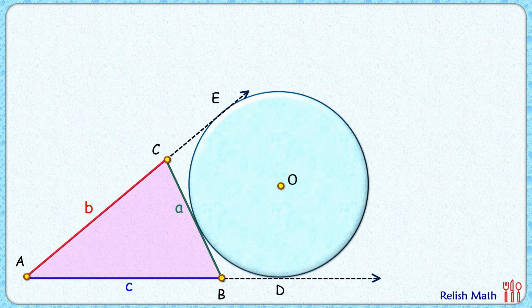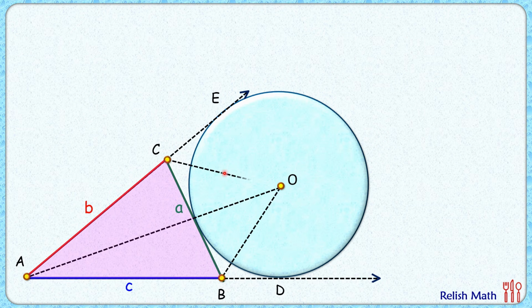Let's check a simple proof for it. So let's join the three vertices of our given triangle with the center of the excircle. That is, we are joining AO length, BO length and CO length.